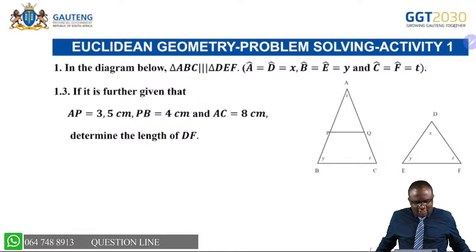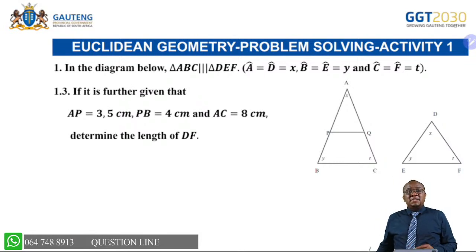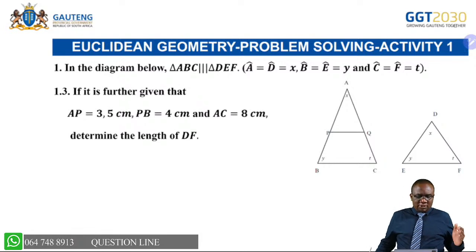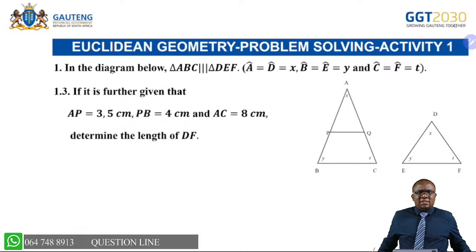Question 1.1.3. It is further given that AP is equal to 3.5, PB is equal to 4, and AC is equal to 8 centimeters. Determine the length of DF. You start by filling in the information on your diagram. Fill in this information and use what we have got. We've proved the congruency, and we've proved a lot of things. So use that to try and get your answer. For this one, 2 minutes will be enough. Let's try.